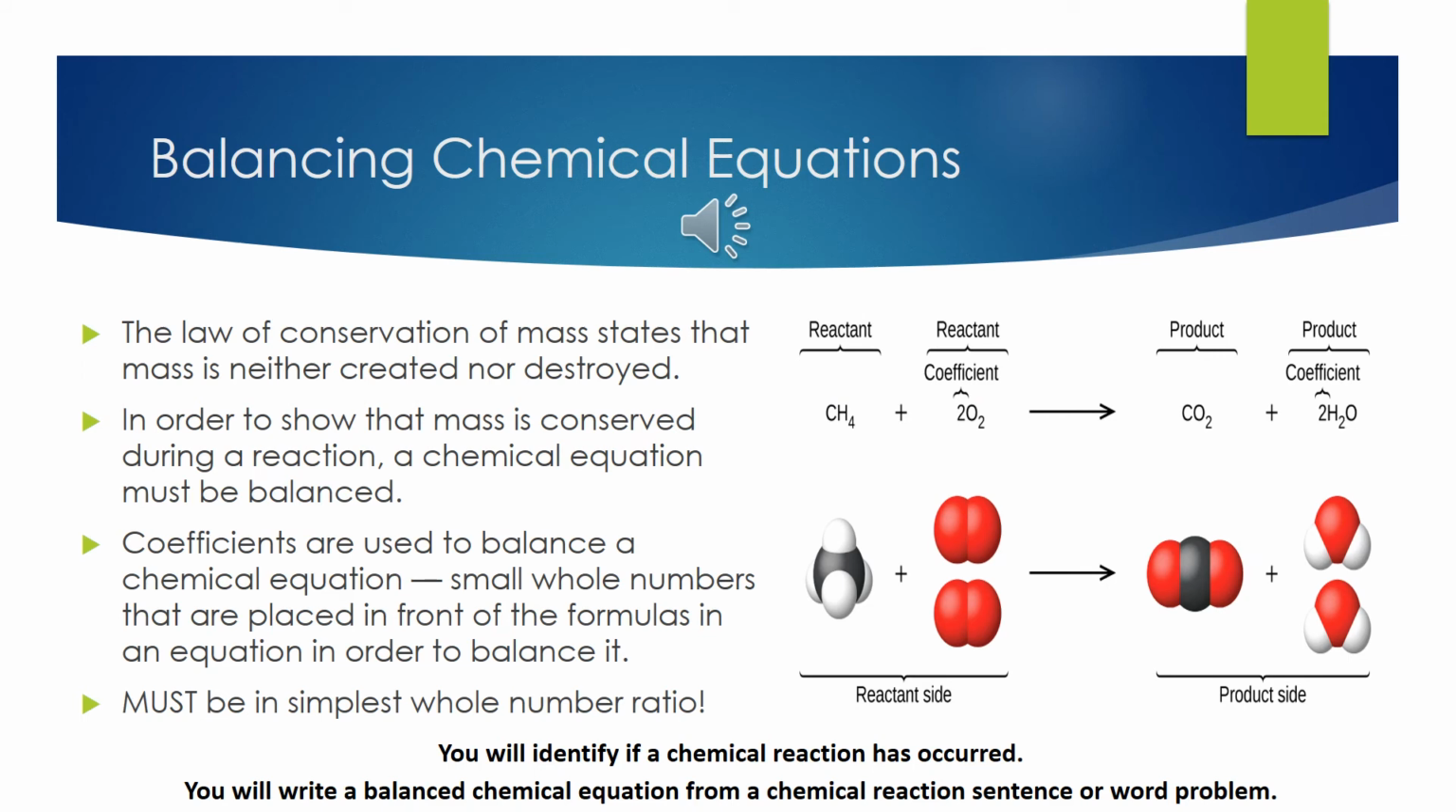Balancing chemical equations. The law of conservation of mass states that mass is neither created nor destroyed. In order to show that mass is conserved during a reaction, a chemical equation must be balanced. Coefficients are used to balance a chemical equation. They are small whole numbers that are placed in front of the formulas in an equation to balance it, and they must be in simplest whole number ratio.